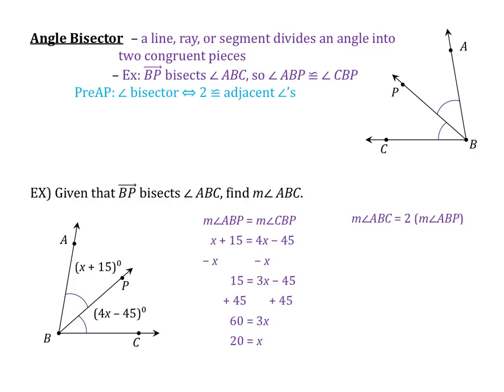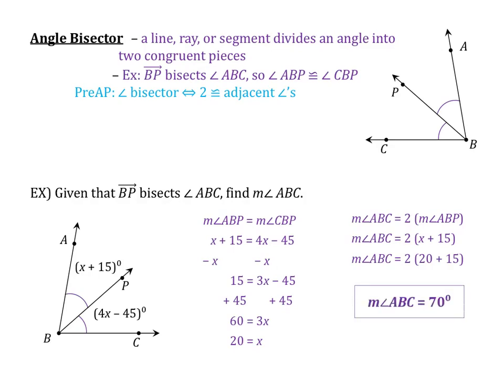Now I'm going to plug in for measure of angle ABP. So I have 2 times x plus 15. I've already solved for x. I know it's 20, so I can plug that in. And then when I simplify, I find that my answer is 70 degrees.